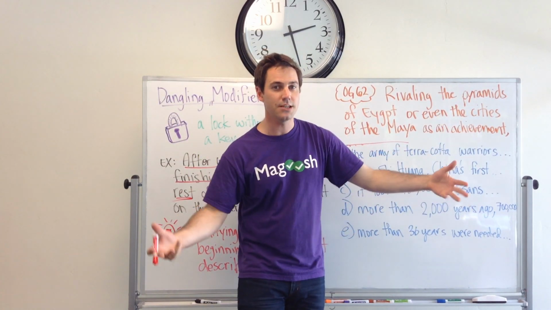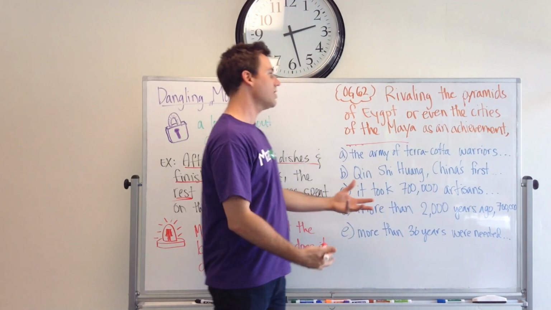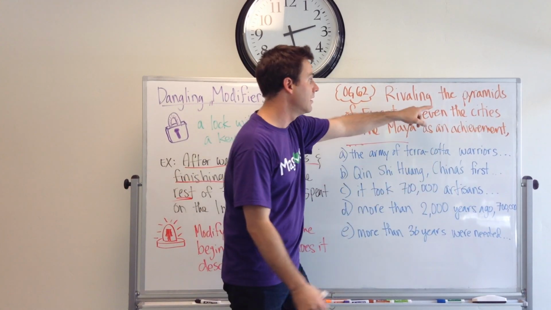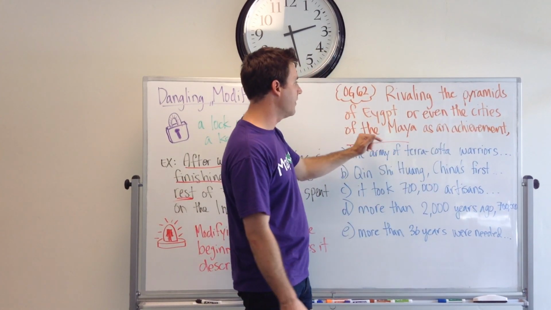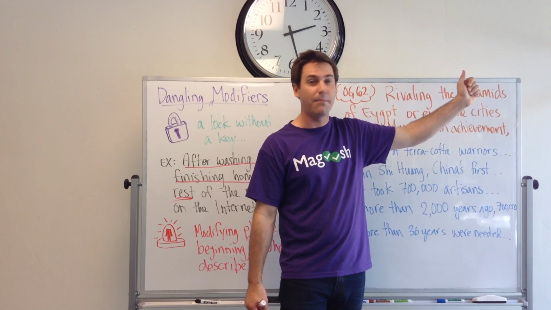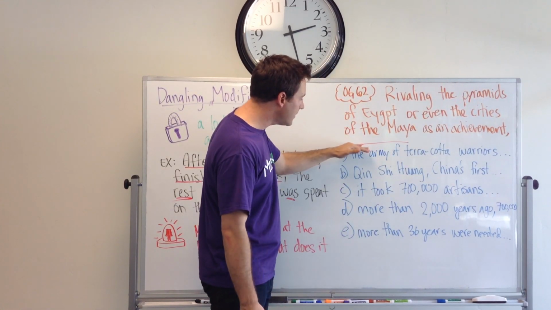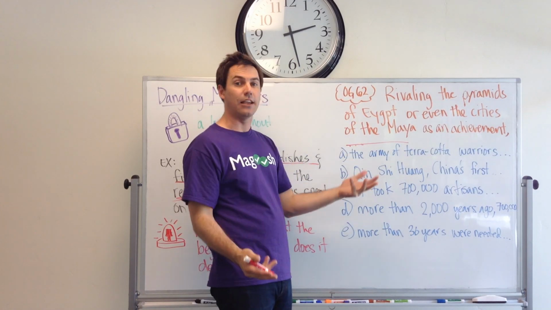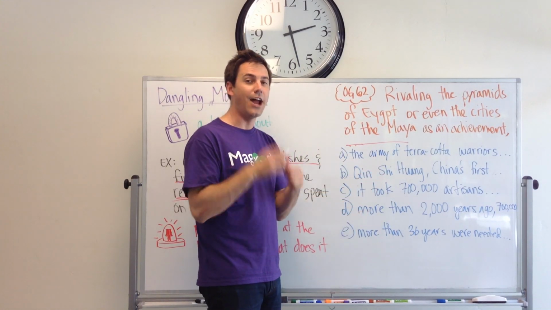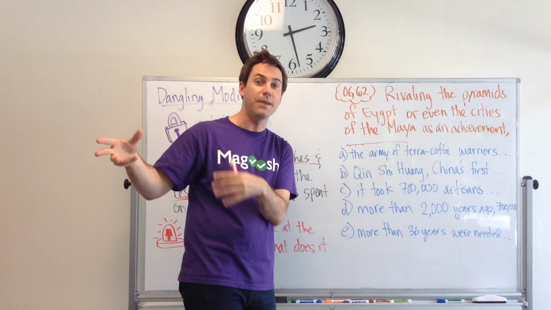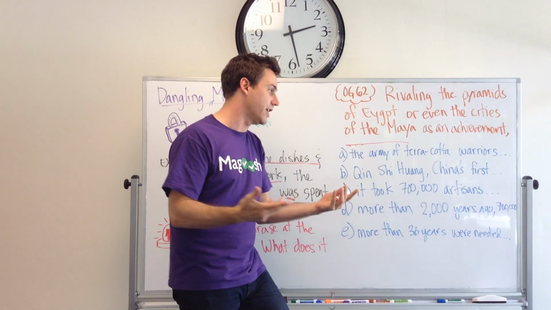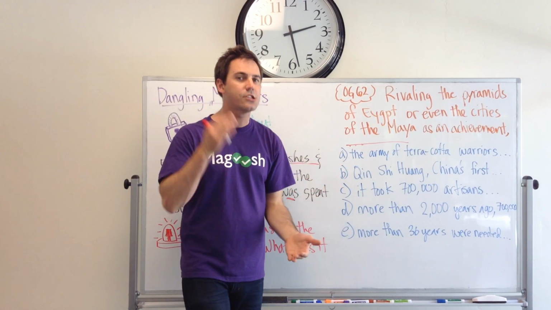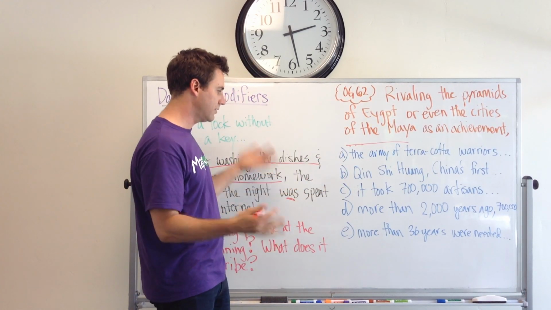Is it describing a person? Is it describing a thing? What are we talking about? Well, we're talking about these big things that were created by people, right? Pyramids, the cities created by the Maya. So I know that what comes next, my noun, has to be a thing that was created by people. And not the actual act of creating or the people. It has to be the thing that was created. And so, if you look at your answer choices here, it's going to be really easy to knock the wrong ones out because they don't make any sense.